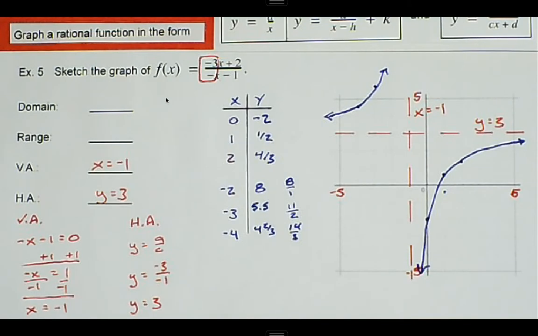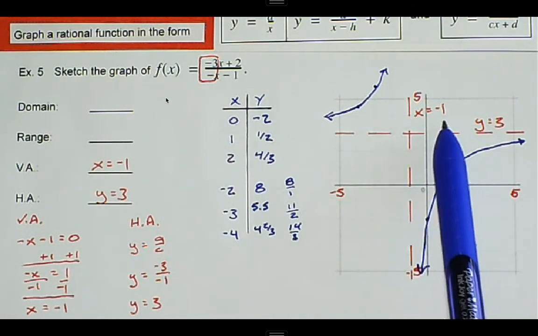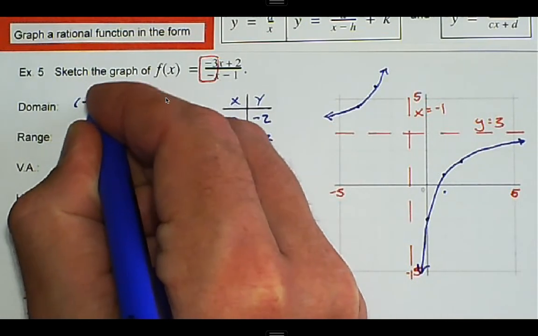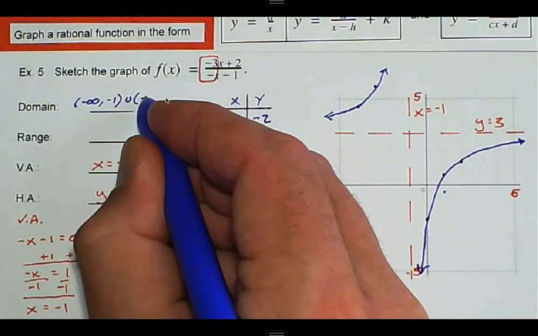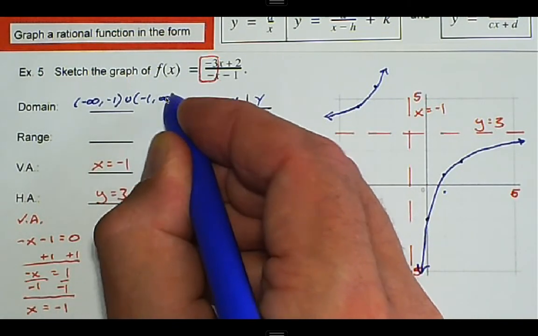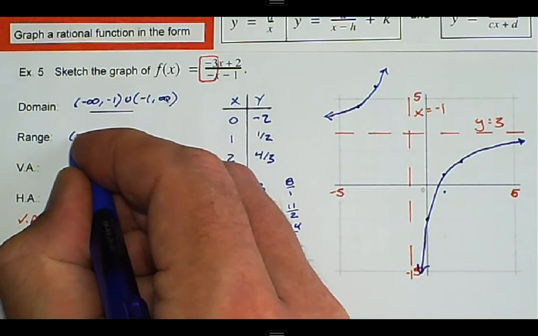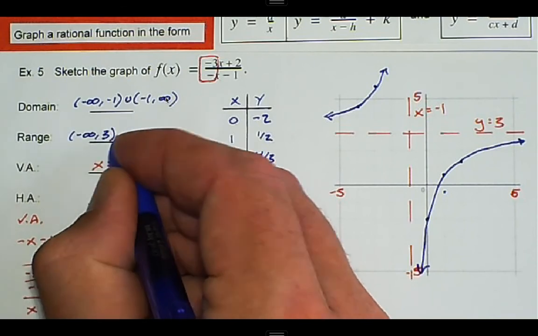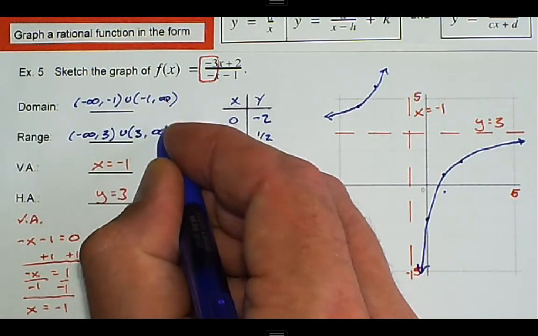Then we can talk about the domain and range. For the domain, it's defined everywhere except x equals negative 1. So we'll start at negative infinity and go to negative 1, union, and we'll start at negative 1 and go to infinity. For the range, we're going to start at negative infinity and go to 3, union, and then start at 3 and go to infinity.